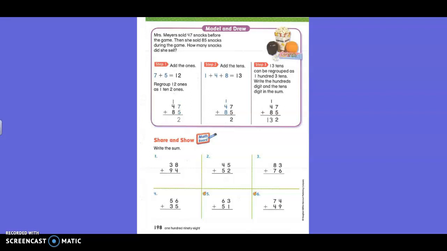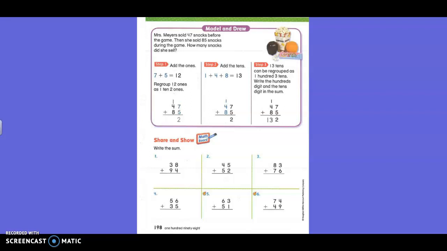Okay, they are saying, Mrs. Myers sold 47 snacks before the game. Then she sold 85 snacks during the game. How many snacks did she sell? Okay, so she has 47 plus 85 down here. She's saying 7 plus 5 is what, boys and girls? 7 plus 5. Everybody? 12.